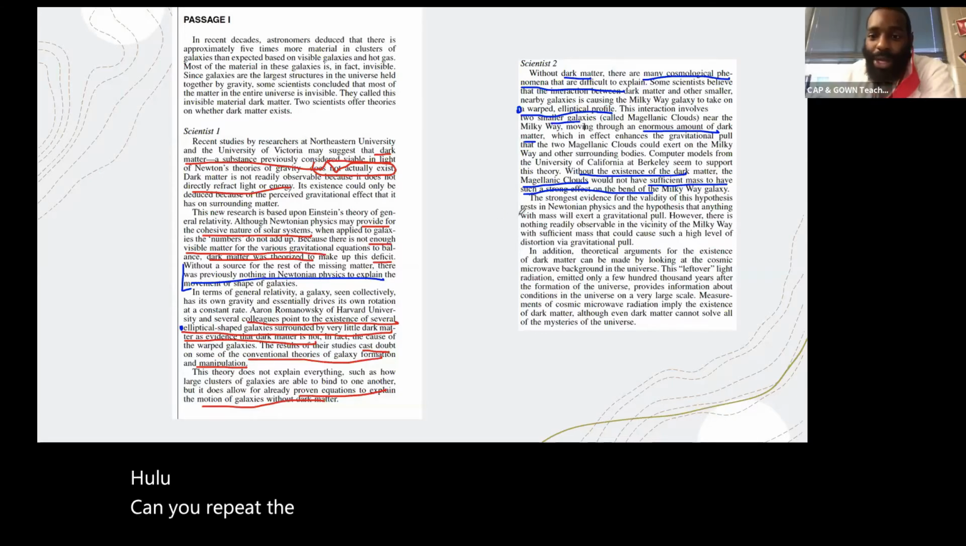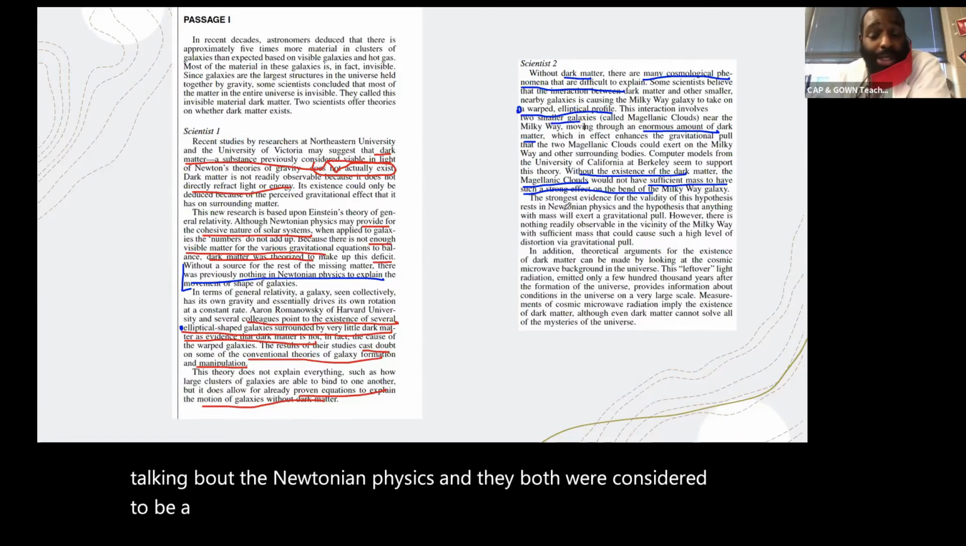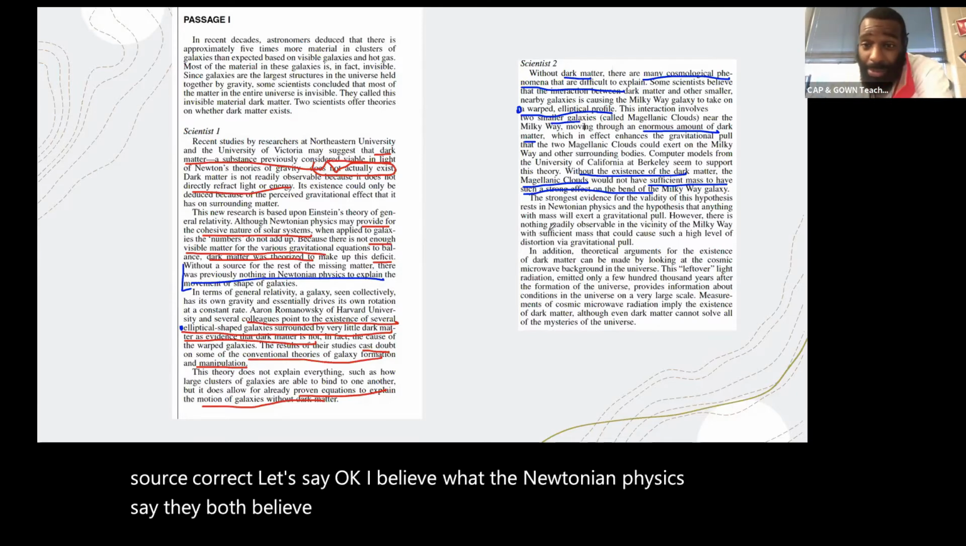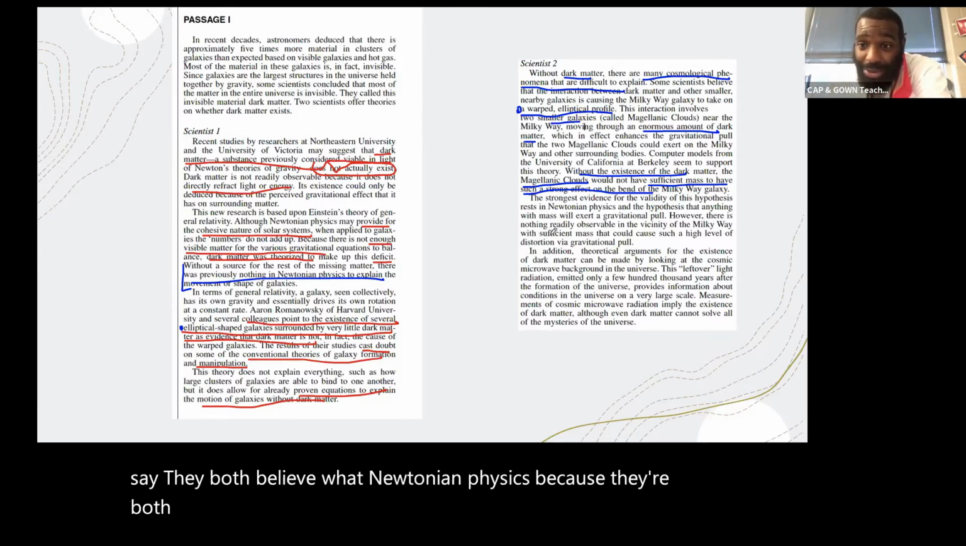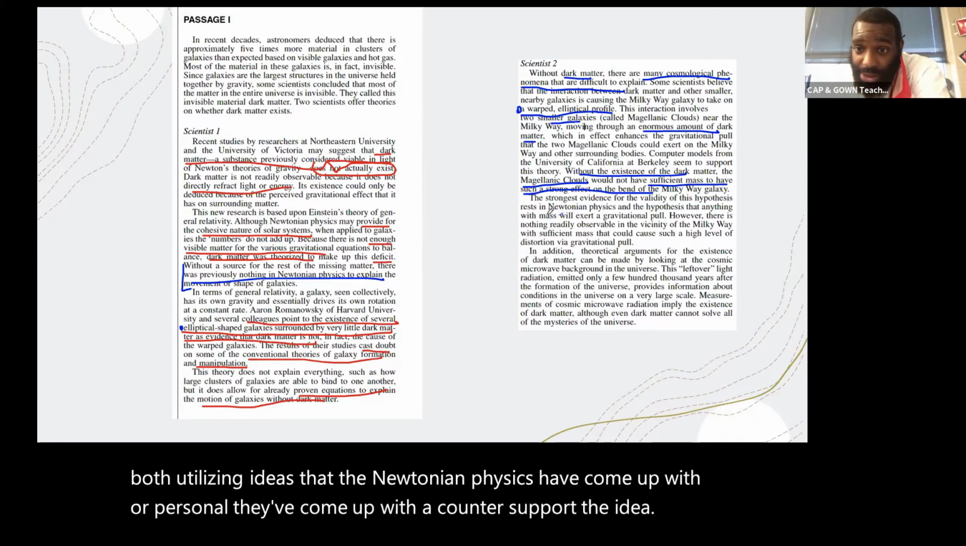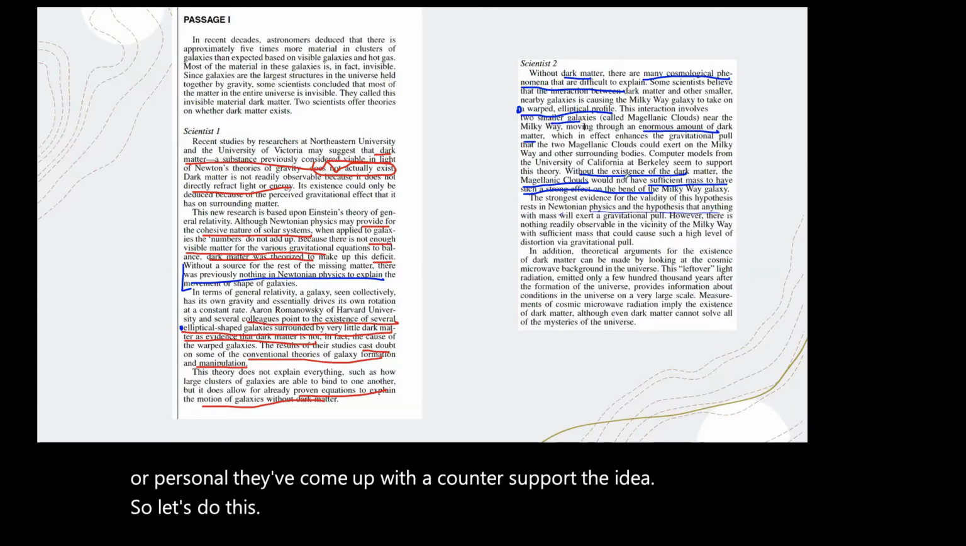Oh, I was saying that we can identify they're talking about Newtonian physics, and they're both pretty likely to consider it a reputable source, correct? Let's say, okay, I believe what Newtonian physics says. They both believe what Newtonian physics says because they're both utilizing ideas or principles that Newtonian physicists have come up with to support their idea. I would agree. All right.